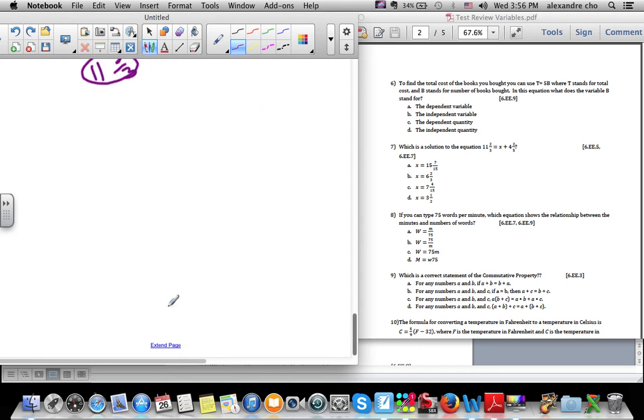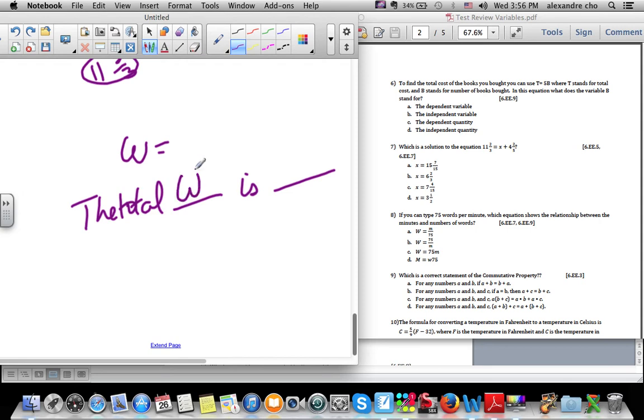8. If you can type 75 words per minute, which equation shows the relationship between minutes and number of words? Okay, so one way of doing it, use that statement we did in class: the total blank is blank, because we want to come up with an equation. So what we're trying to find, the total number of minutes or the total number of words? Total number of words.